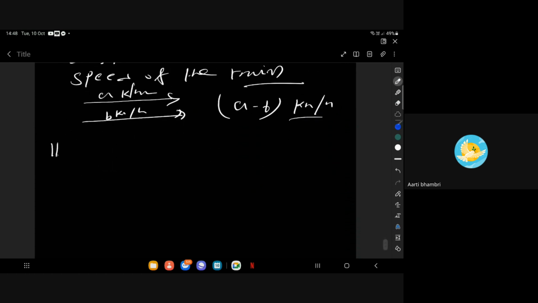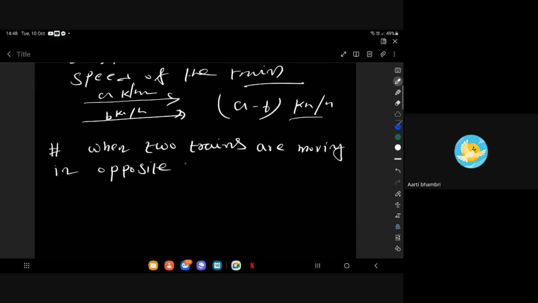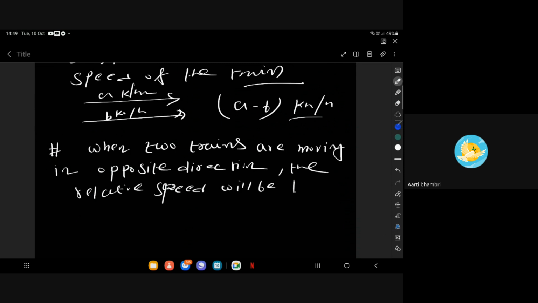Now concept number two. When two trains are moving in the opposite direction, the relative speed will be the sum of the speeds of the two trains.